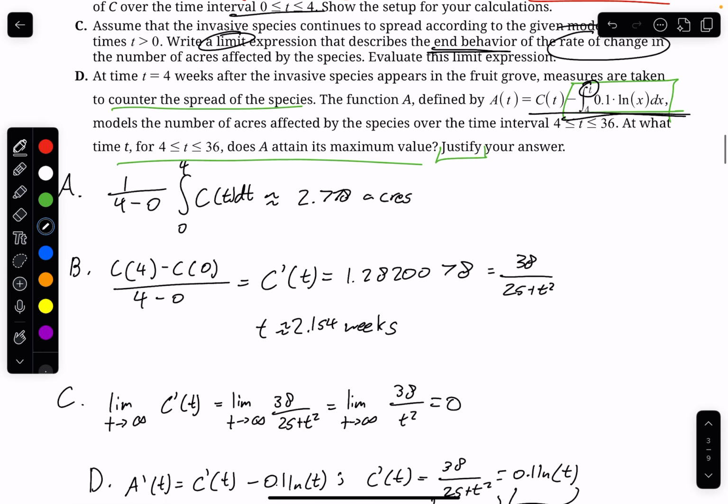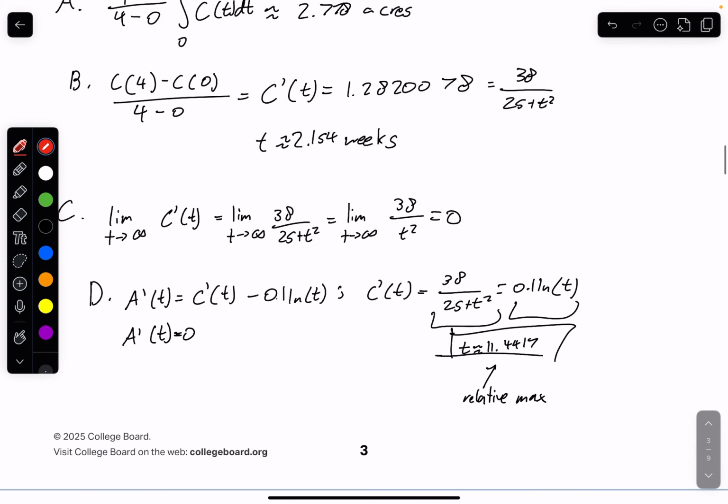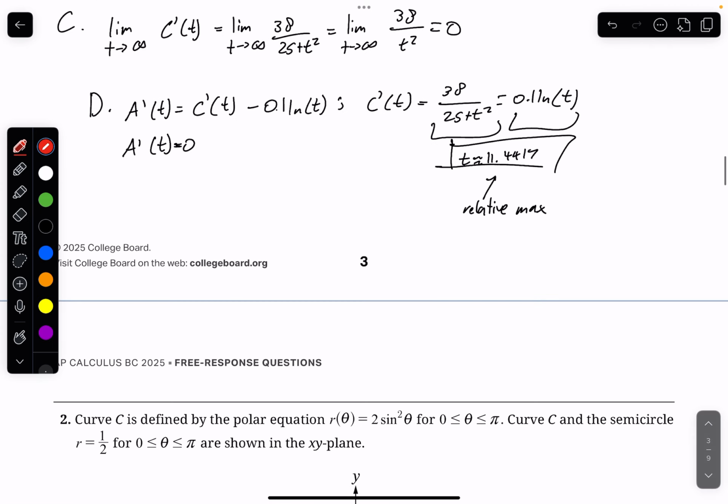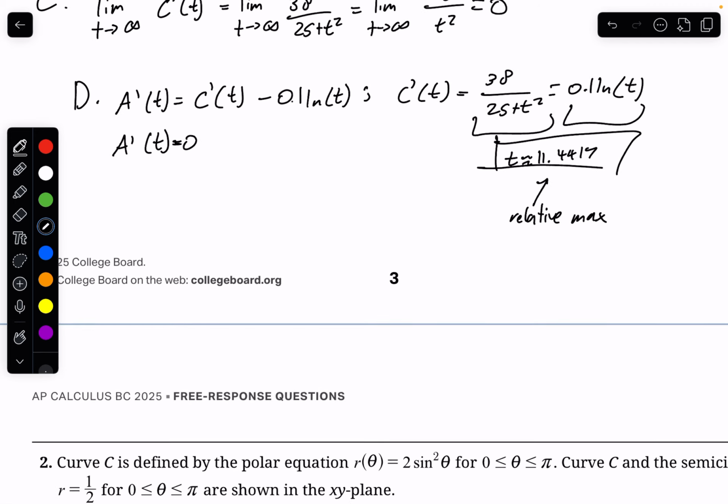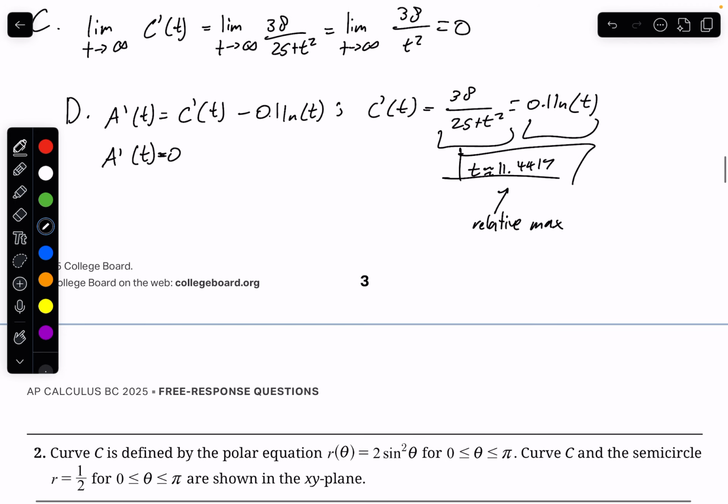What did we forget that's part of the problem statement? It says justify your answer. And we don't have enough information to conclude that this is a relative maximum just by saying it might just be. So we can further prove this by looking at some values of t. Let's say we create a sign chart.